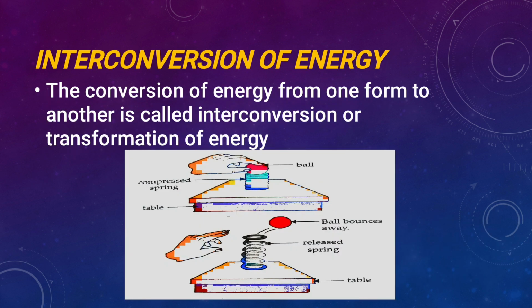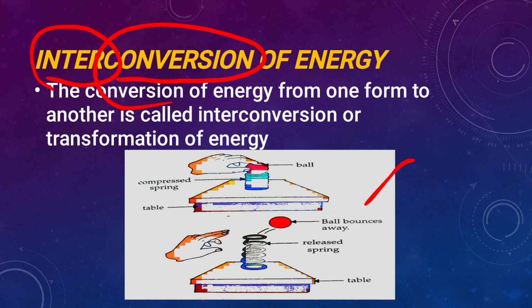Now coming to the interconversion of energy. Conversion, you know. Conversion means to convert. Inter means in between, one form to another form. So the conversion of energy from one form to another form is called interconversion or transformation of energy. Here in this diagram, you can see when we compress the spring, it stores energy in the form of potential energy. When we release it, the ball starts moving, and it gets converted into kinetic energy.